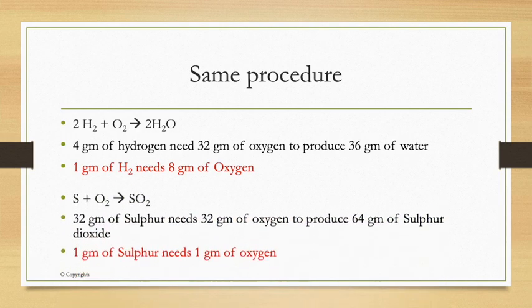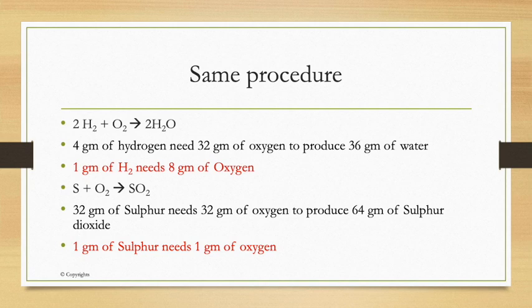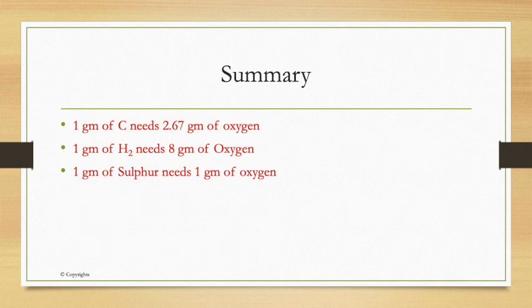Now with the sulfur, sulfur plus oxygen gives us sulfur dioxide. The molecular weight for the sulfur is 32, for the oxygen is 16. So 1 mole of sulfur, which is 32 grams of sulfur, needs 32 grams of oxygen to produce 64 grams of sulfur dioxide. Now by dividing by 32 we get that 1 gram of sulfur needs 1 gram of oxygen.